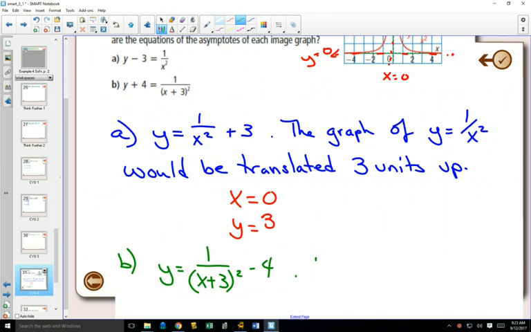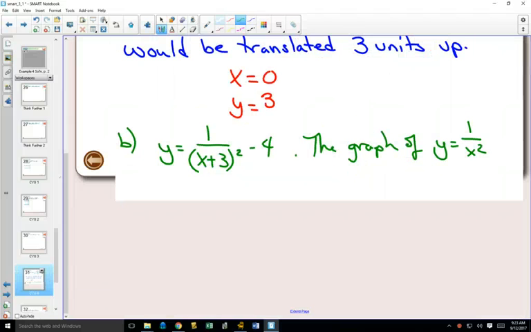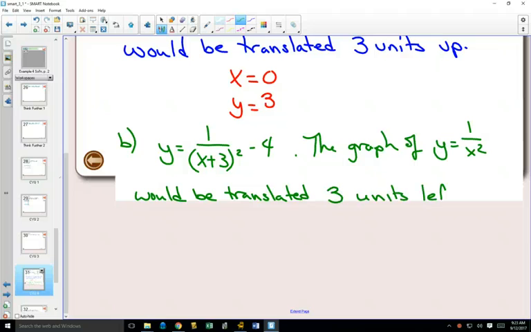So we can write our sentence: the graph of y equals 1 over x squared would be translated 3 units left and 4 units down.